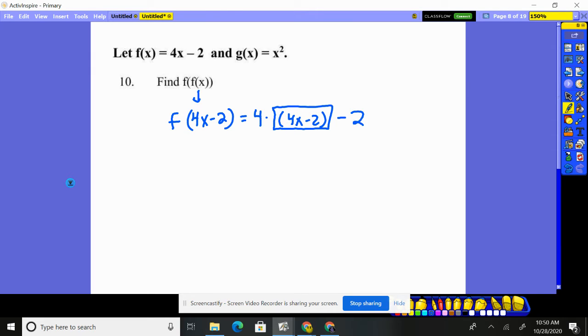And then subtract 2. So we distribute the 4 through. That'll be 16x minus 8 minus the 2. So we have 16x, take away 10.